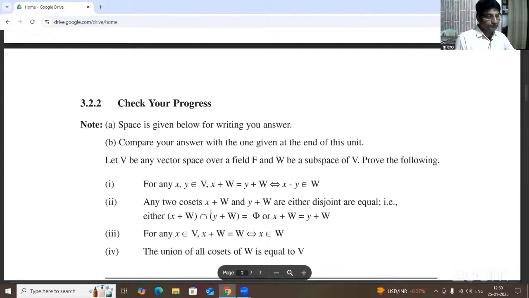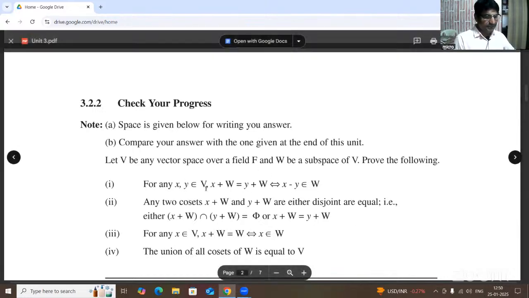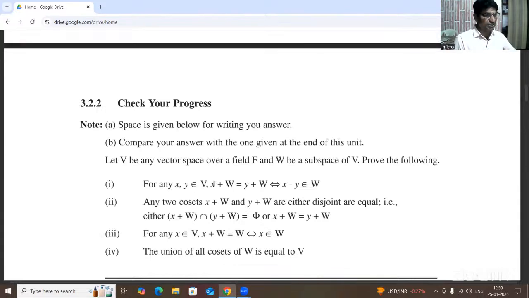Okay. Now some other properties of cosets. For any x, y belonging to capital V, where V is any vector space, there are two elements given in the vector space, and x plus W equals y plus W. So when any two cosets are equal, then the subspace condition must be satisfied: x minus y also belongs to W. So any two cosets are equal if and only if x minus y belongs to W. That is the first property.